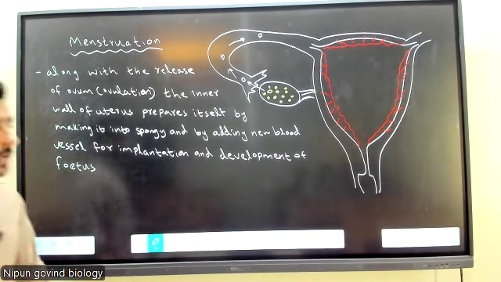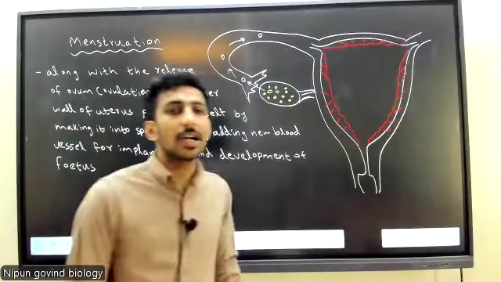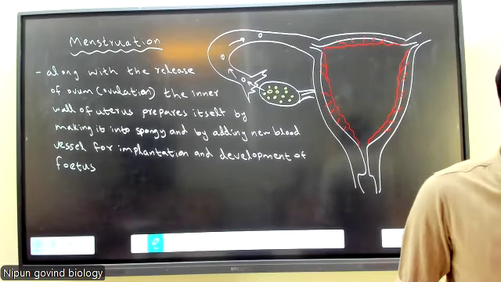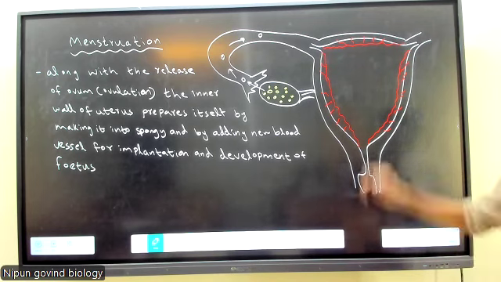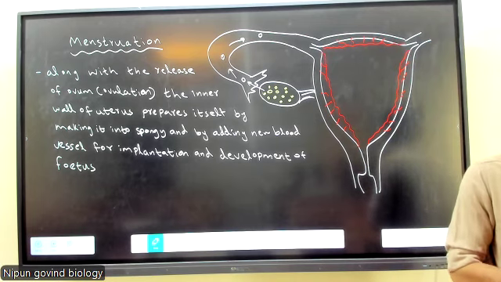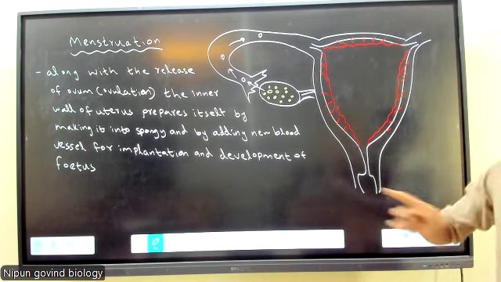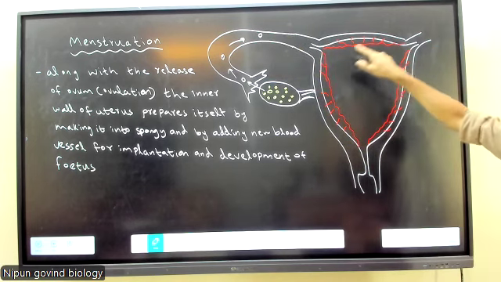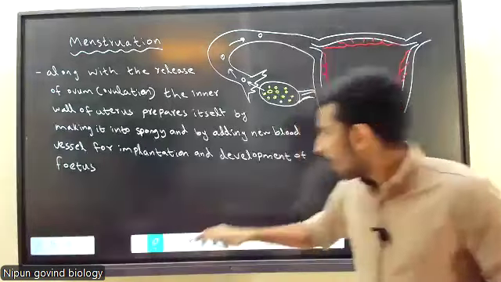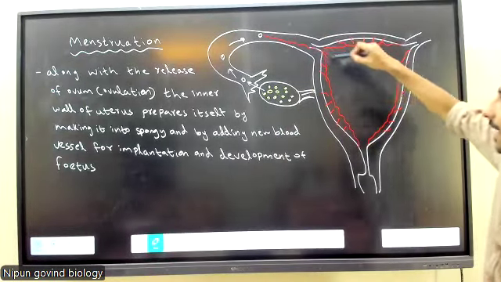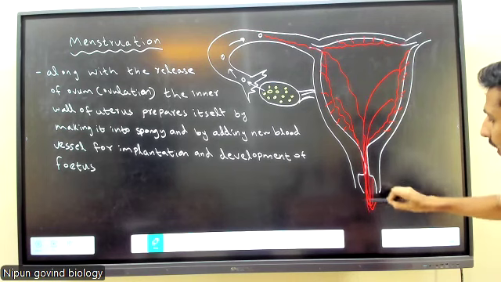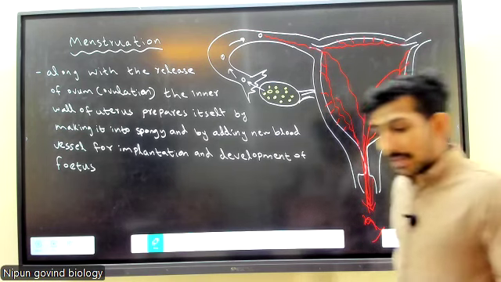Okay, and if there is no entry of sperm, there will be no fertilization, right? And if there is no fertilization, all these preparations are just waste, right? What was the need of this preparation? For implantation and to carry the baby. So listen, after 2 or 4 days, the unfertilized egg will go out along with these blood vessels, and blood with mucus will come out. Okay, that is called menstrual bleeding.